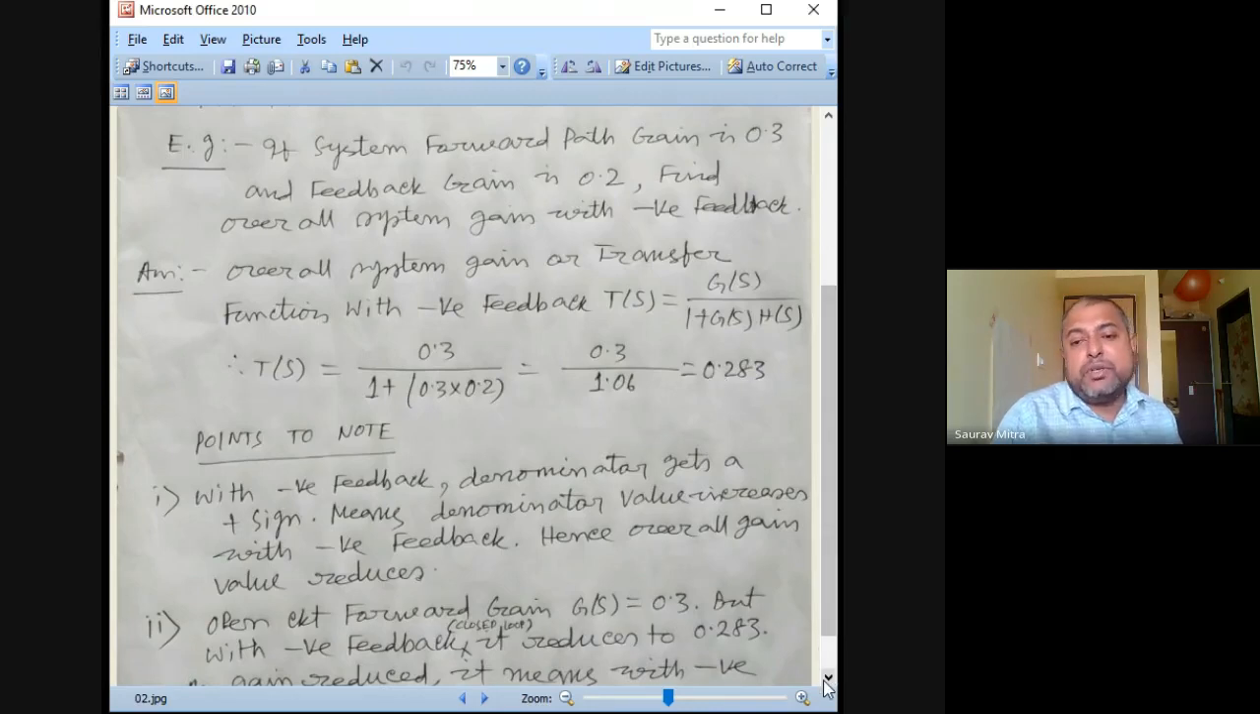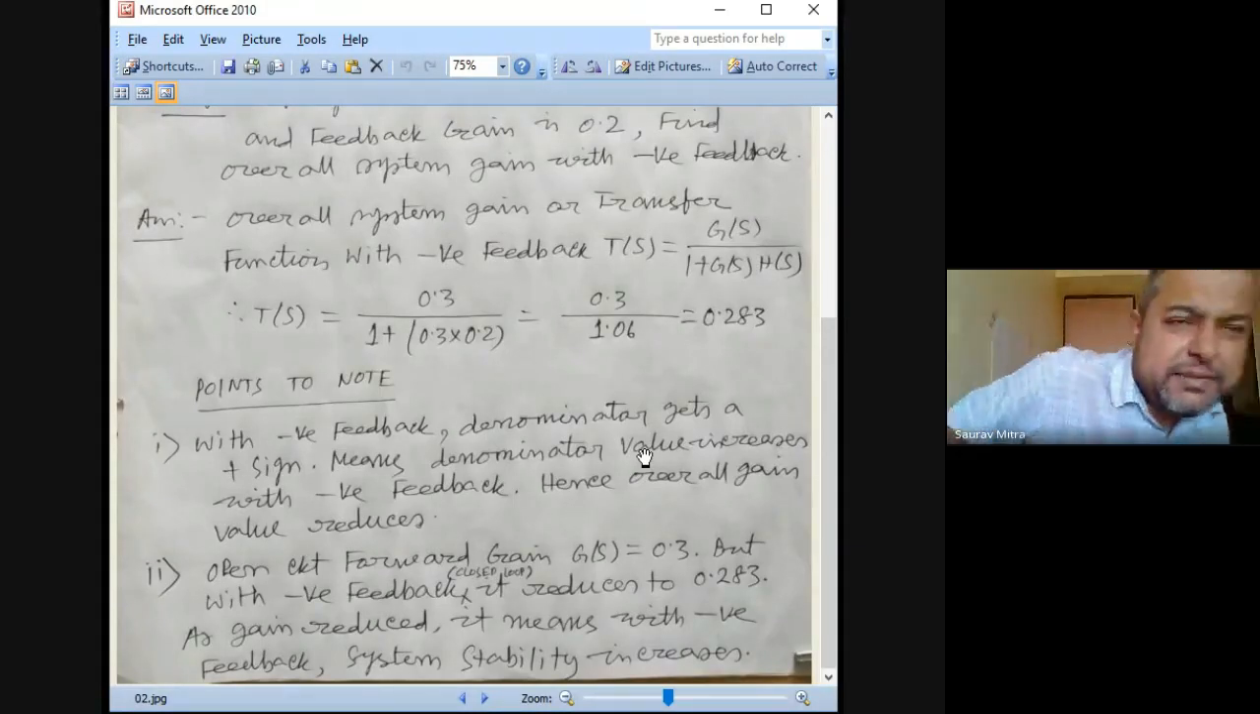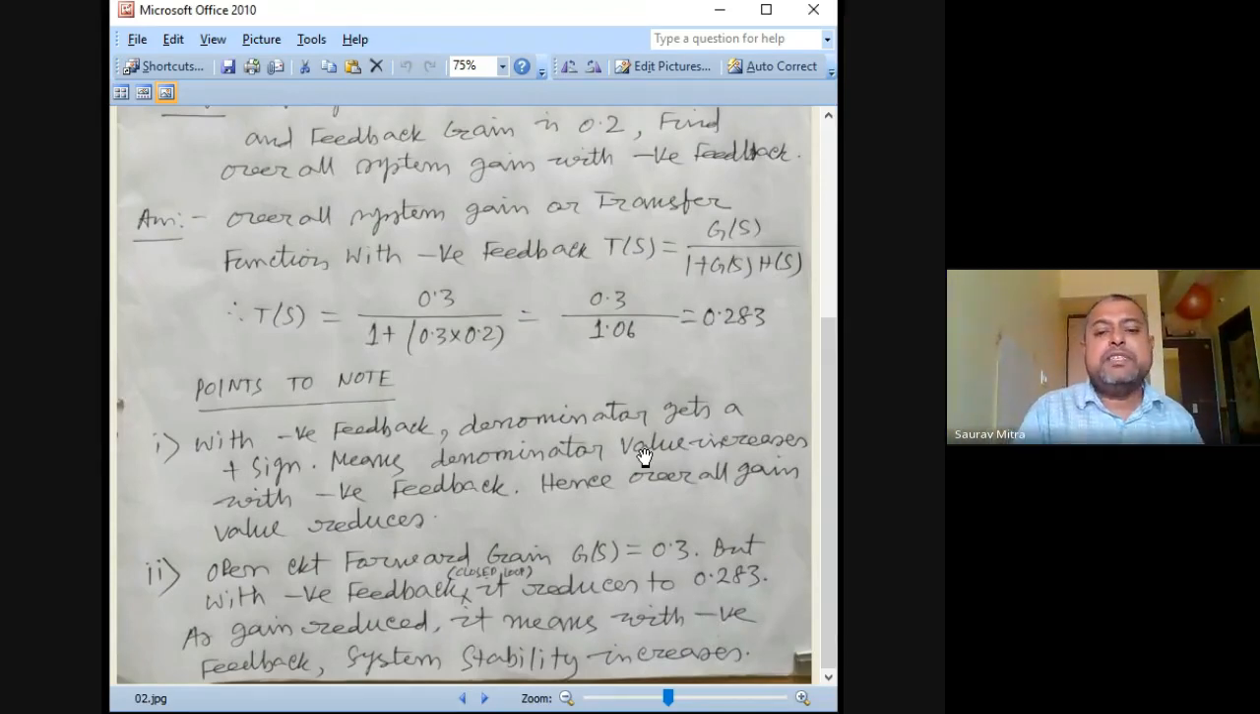Two things can be noted from here. With negative feedback, the denominator gets a positive sign, so it is 1 plus G(s)H(s). That is very important. It means the denominator value increases. If it was G, now it is 1 plus GH. So if the denominator increases, the overall T(s) value reduces, because T is G by 1 plus G(s)H(s). If 1 plus G(s)H(s) is greater than G(s), the T(s) value will reduce.